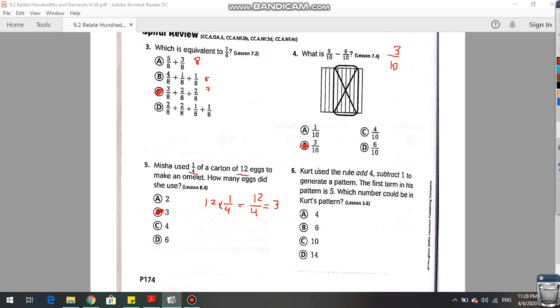Number 6. Kurt used the rule add 4, subtract 1 to generate a pattern. The first term in the pattern is 5. Which number could be in the pattern? Okay, the first term is 5. I will add 4, it's gonna be 9. Subtract 1, it's gonna be 8. Now add 4, it's gonna be 12. Subtract 1, it's gonna be 11. Then I will add 4, it's gonna be 15. And subtract 1, it's gonna be 14. Okay guys, so my answer is 14.